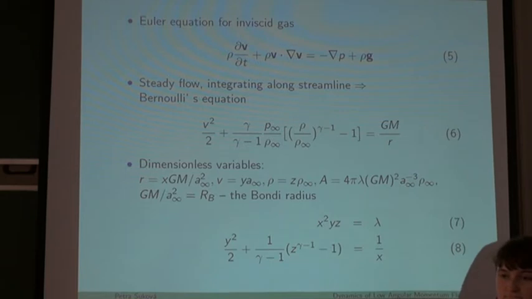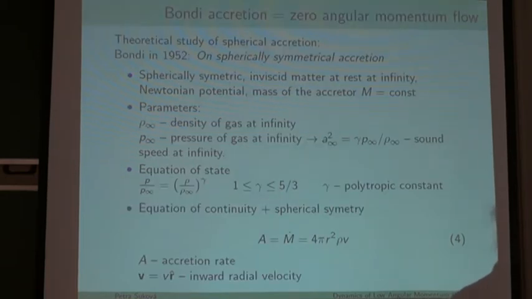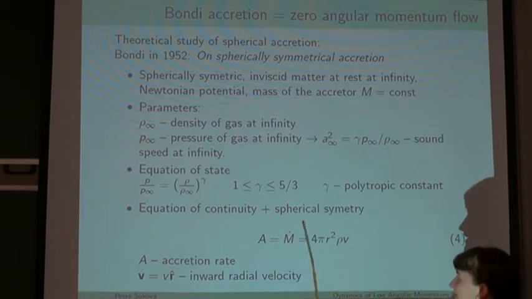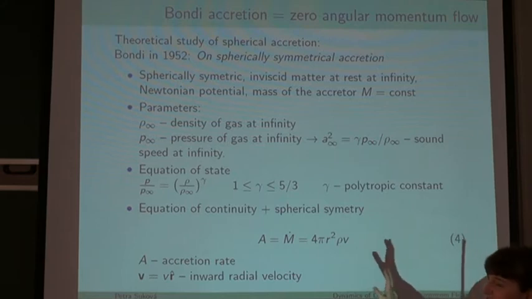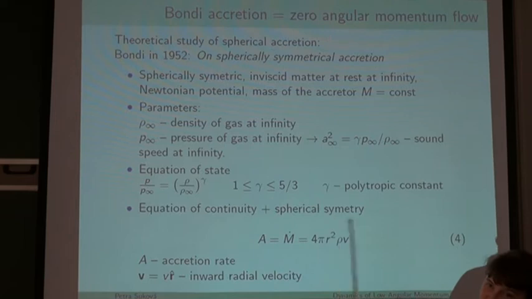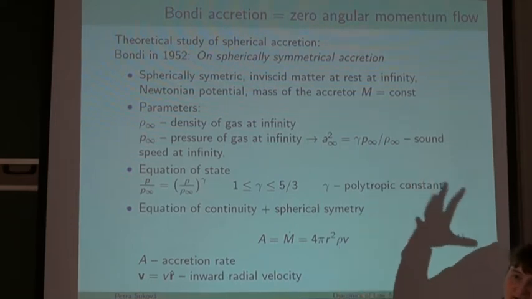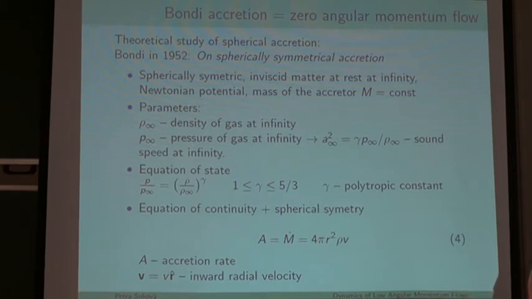But it was said that M is constant. So if M is constant, then equation number 4 seems to have a problem, because M dot is equal to 0. And since it's a product, rho is different from zero, r is different from zero, so V must be zero. This is the accretion rate which is connected with the gas flowing in. So the M in equation 4 is not the M in the... Yes, okay. And this dot is the mass of the black hole.